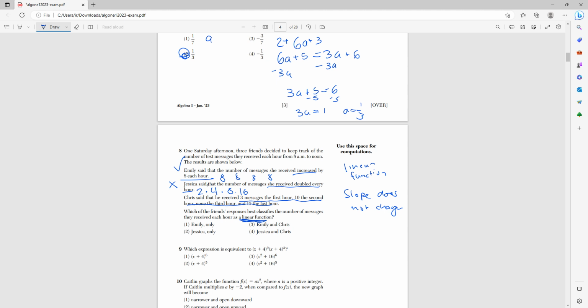That's not linear. Chris said that he received 3 messages the first hour and then 10 the second hour. Once again, this cannot be linear because the number of messages it's increasing by, or his slope, is changing, and that's not linear. So it's Emily only.